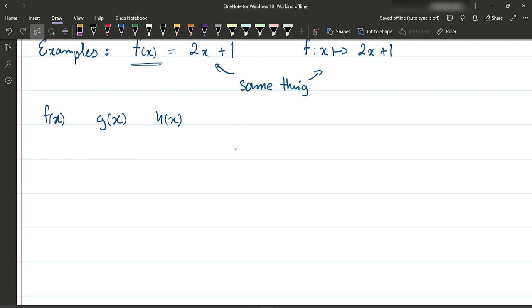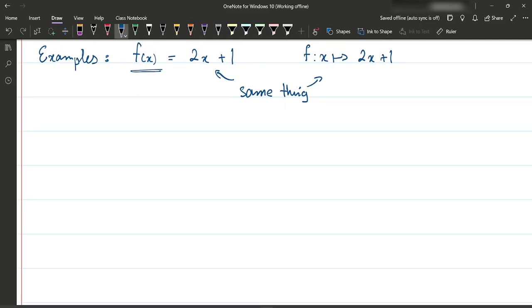There are some letters we tend to avoid, such as e and i, because e is a constant and i is an imaginary number, so we tend to avoid them, but you can use them in the given context. So what if I want to find a value using f of x? Let's say f of x is still equal to 2x plus 1, and let's give x a value, x equals 1.